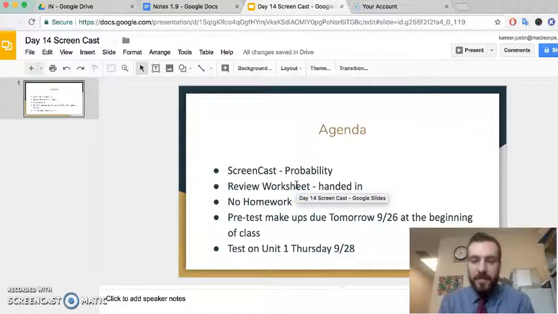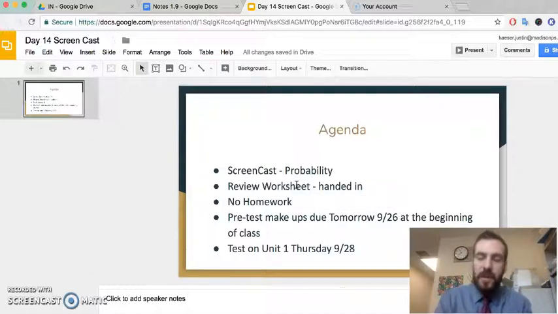So just a quick reminder, you do have a worksheet now that's going to be handed in. It doesn't have that much probability on it. It's more of a review worksheet because you do have your unit test coming up. We will review everything you learned on Friday and today on Tuesday, and then we'll do a full unit review on Wednesday before your tests.